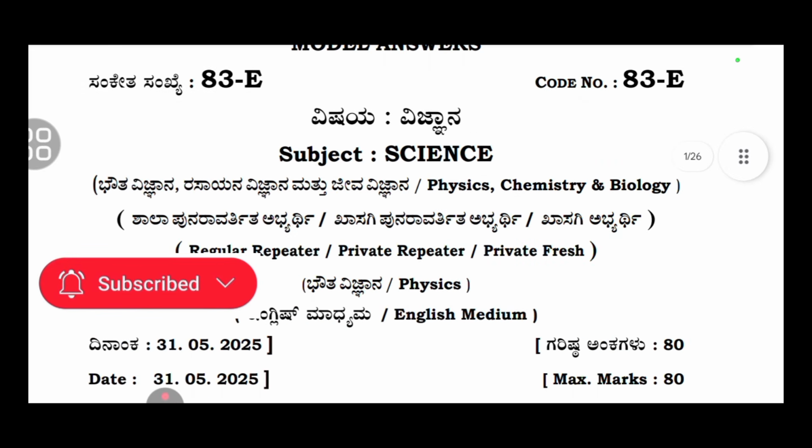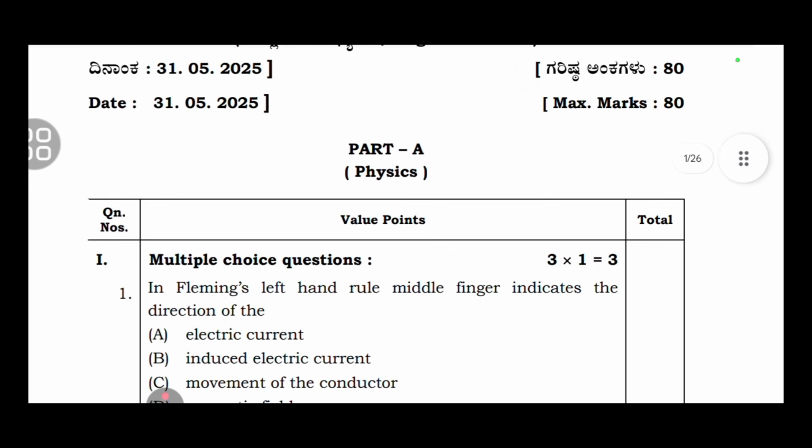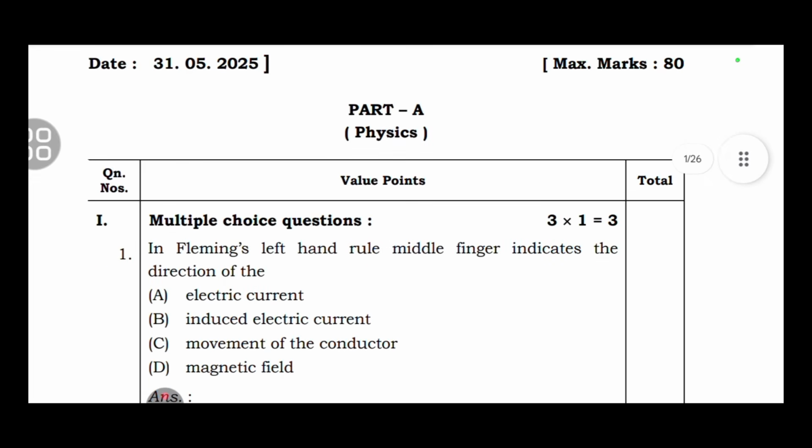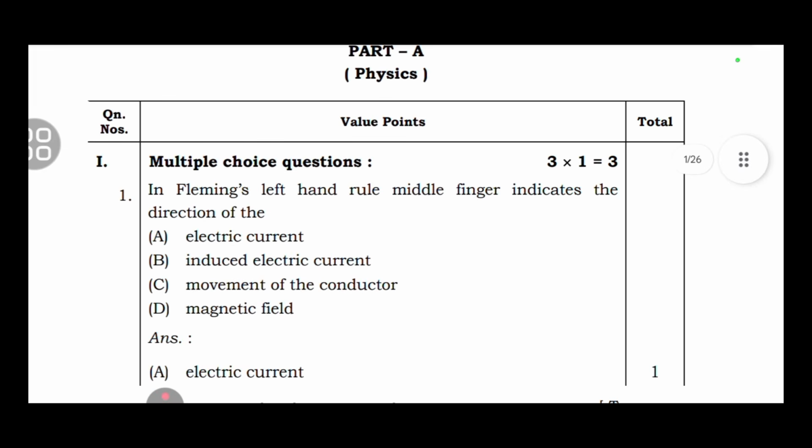In this video, I will be discussing the question paper of the May-June 2025 examination 2 science question paper. So going ahead with the physics section, in Fleming's left hand rule, these are the multiple choice questions. In Fleming's left hand rule, the middle finger indicates the direction of. Here the correct answer is electric current.